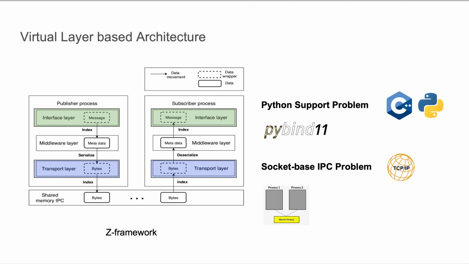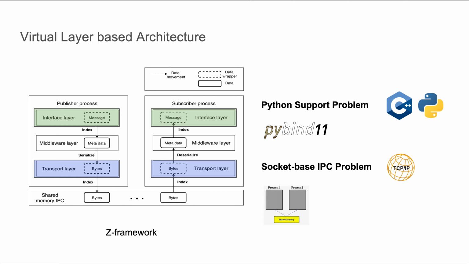From the implementation perspective, we utilize the PyBind mechanism to implement the virtual interface layer for Python. For C++, the memory pointer can be directly used in the virtual interface layer. The message is actually stored in the middleware layer, and we offer Python methods and interfaces to read, write, and modify the message.